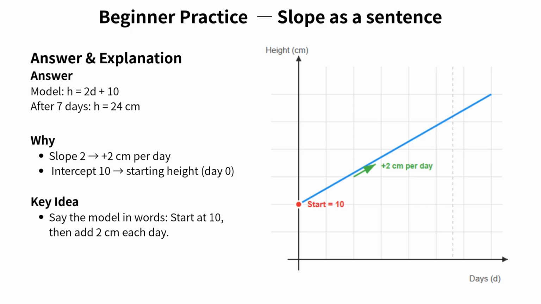Now compute. Plug in d equals 7. 2 times 7 is 14. Add the starting 10, and you get 24. So h equals 24 centimeters after 7 days.